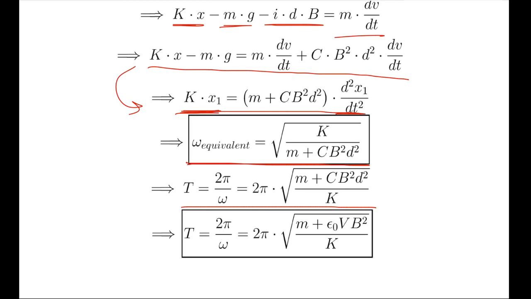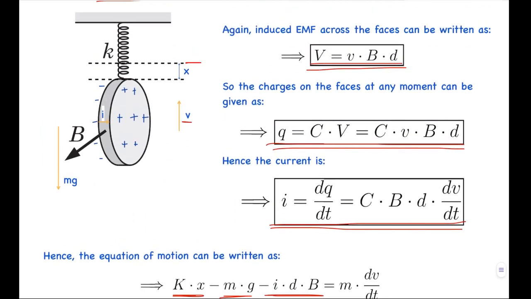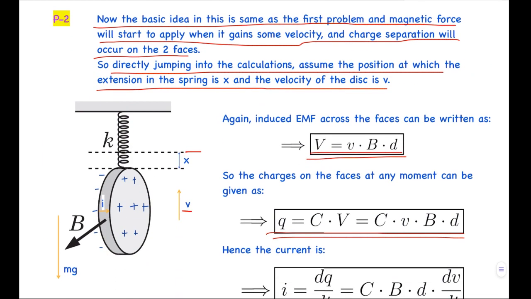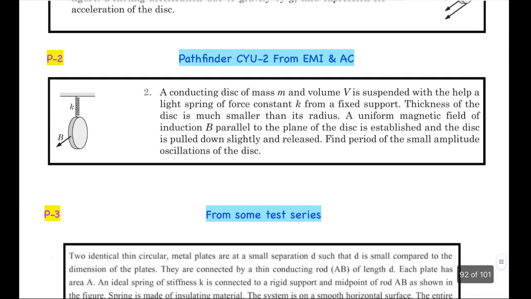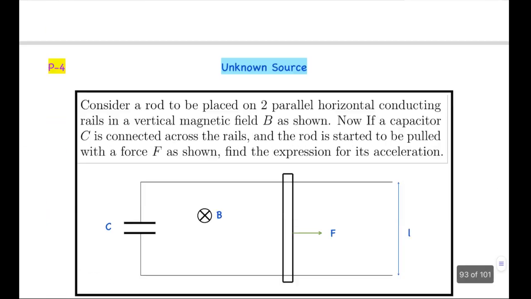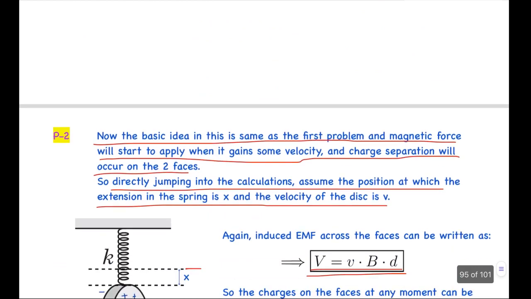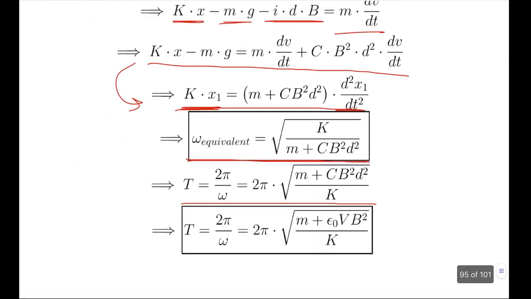m times m plus CB squared d squared by k. The value of C can be written just as we did in the first question, epsilon naught A by d, and in the second question we were given the volume instead of the dimensions. That's also not a problem. Here we were given a volume, and just as we did in the first part, we can substitute it and get the final answer for the time period as 2 pi root of m plus epsilon naught V B squared by k. So that's the answer for the second question.